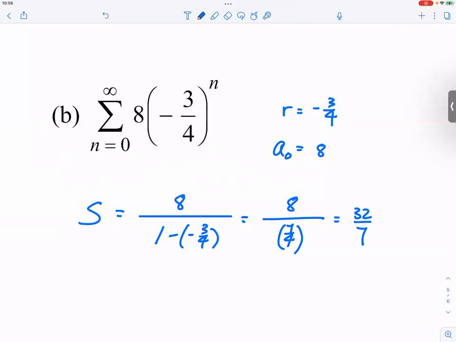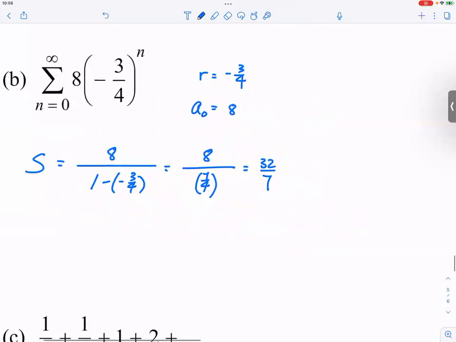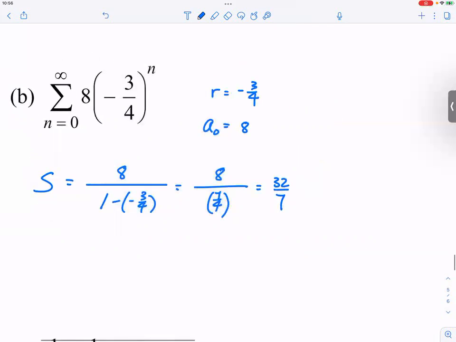And if you wonder why it is less, well, if you think about it, you actually get the list of numbers. The first number is 8. The second number will be a negative number. So you're adding positive and negative numbers together. So of course, that would be less than 32.